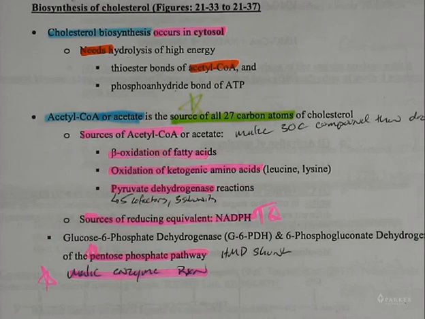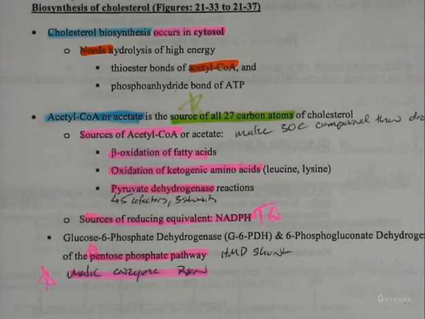Acetyl-CoA. Remember, when you have a bunch of acetyl-CoA, our body converts it to ketone bodies. So acetyl-CoA, or acetate, which is a bunch of acetyl-CoAs, 2 acetyl-CoAs, is the source of all 27 carbon units. If it's the source of all 27 carbon units, it must be really important for cholesterol biosynthesis. We must need both acetyl-CoA and ATP to make cholesterol. So make sure you know that source of all 27 carbon units. No carbons come from anything but acetyl-CoA.